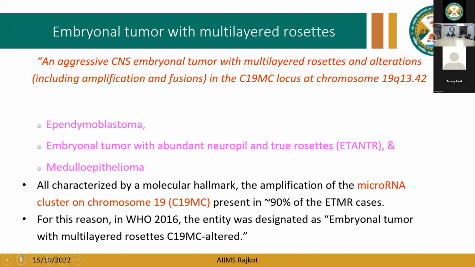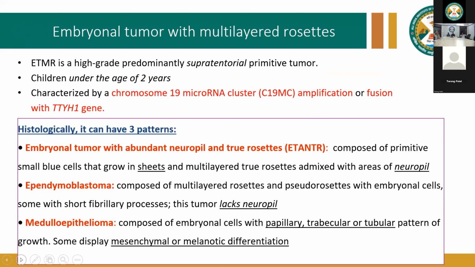Now we go to the embryonal tumor with multi-layered rosettes. Previously, it included only the C19MC alteration at the chromosome 19 locus, but now it has been renamed embryonal tumor with multi-layered rosettes. This also includes the DICER1 type of mutation. Histologically, it can be embryonal tumor with abundant neuropil and true rosette type, or ependymoblastoma-like, which will lack the neuropil, or medulloepithelioma-like, whereby embryonal cells with papillary trabecular tubular pattern can be seen.